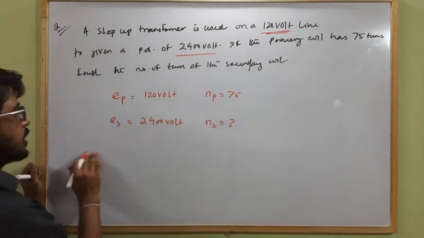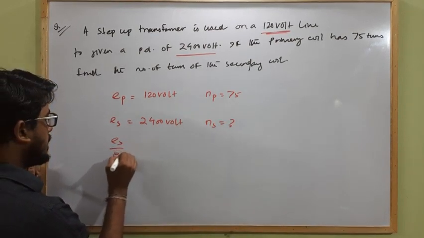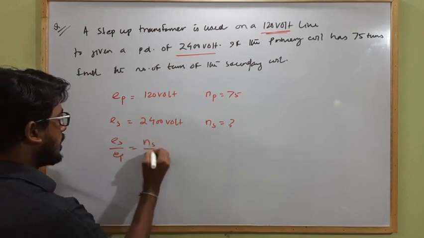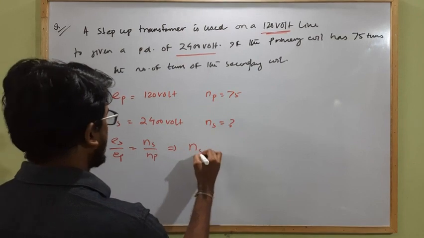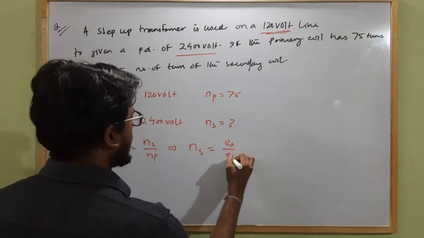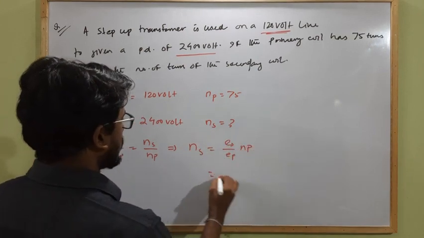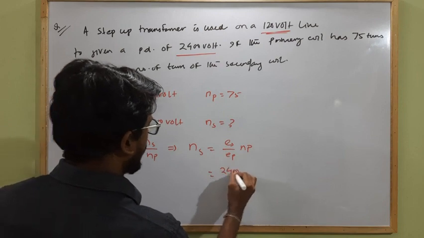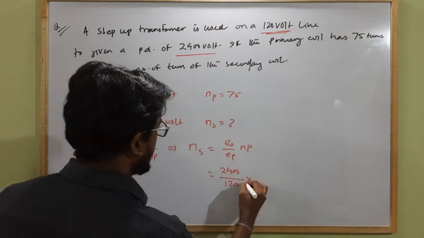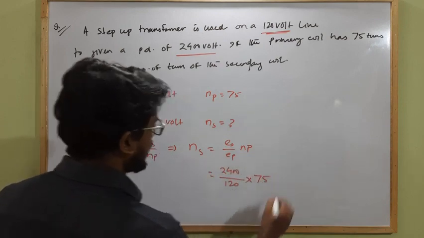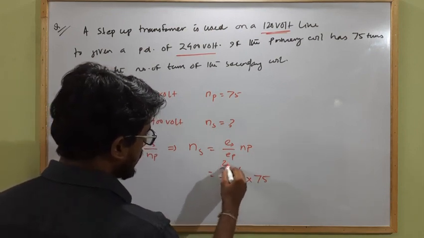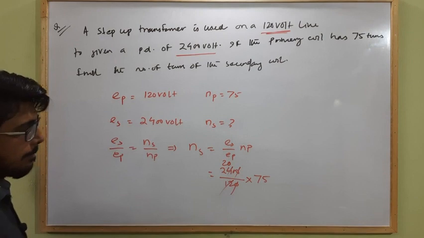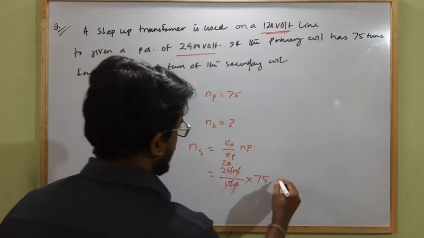We already know the ratio ES by EP is equal to NS by NP. So from this you can calculate NS equal to ES by EP into NP. So this will be 2400 divided by 120 into the number of turns in primary, which is 75. So the answer will be 20 into 75.